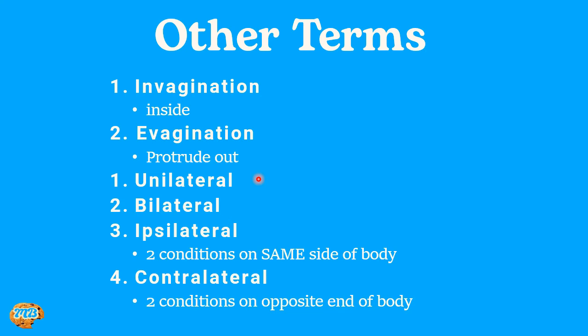Now the last two terms, ipsilateral and contralateral, are used when you have two conditions and they're affecting either the same side of your body or the opposite side of your body. So ipsilateral is when there are two conditions on the same side of your body, while contralateral means two conditions on opposite sides of the body.